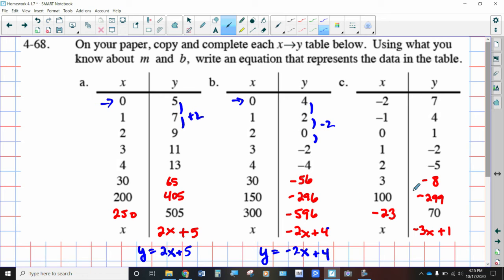We didn't. Okay, good. And this one, there's the y-intercept. And what is the growth rate? It looks like it's going down 3 every single time. So y equals -3x plus 1. Once again, if you know what x is, you plug it in here and you solve for y. And if you know what y is, you plug it into the y and then you solve for x.